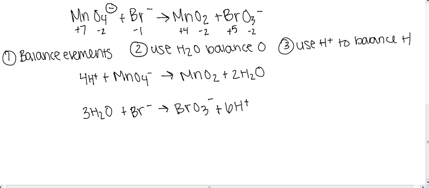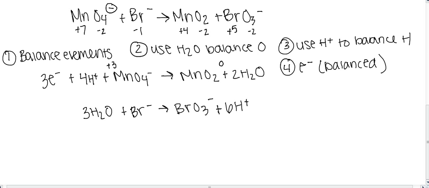Almost done. So the fourth step, what we would do is find out our electrons on both sides and make sure they're balanced. And what I mean by this is, we have a total of 4H+ over here, and we have 1 minus charge. So 4 plus and minus 1 is going to give us a total of a plus 3 charge. Now, on this side we have no charge at all, so this comes to a charge of 0. So on this side I'm going to have to add in 3 electrons to make them balance out.